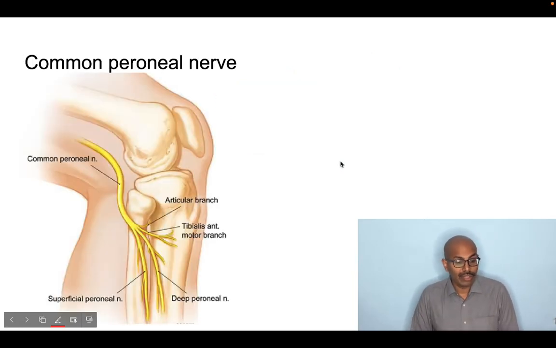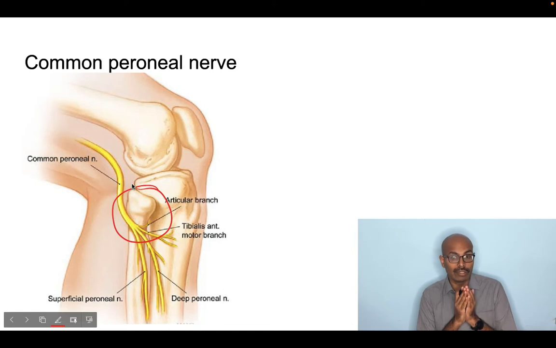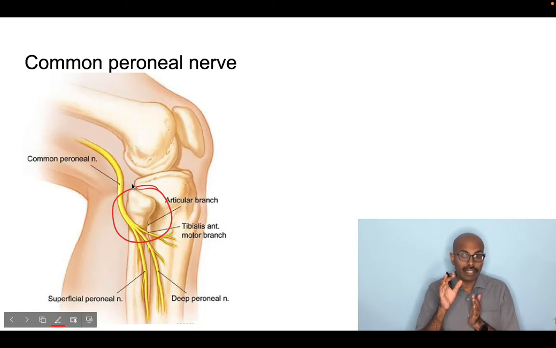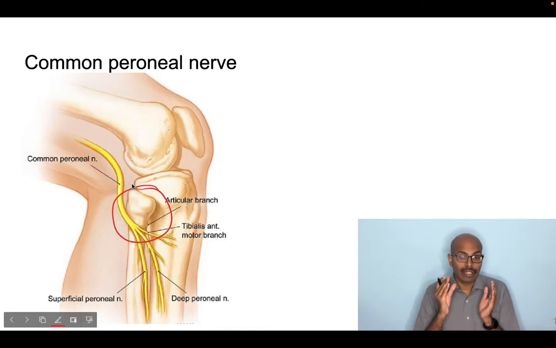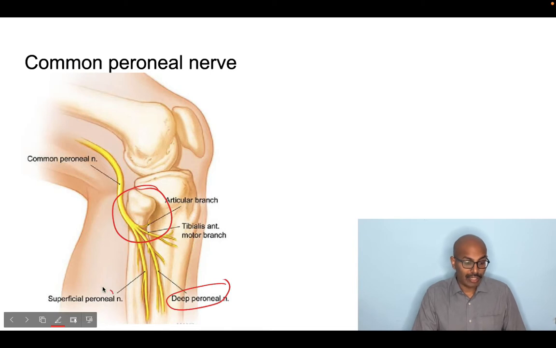Then the common peroneal nerve, which all of us know, winds around the neck of the fibula. It's a very important anatomical structure. You can run your finger on the neck of the fibula and then you can feel the common peroneal nerve. It divides into two branches which supply the anterior compartment and the lateral compartment of the leg. The anterior compartment is supplied by the deep peroneal nerve, and the lateral compartment is supplied by the superficial peroneal nerve.